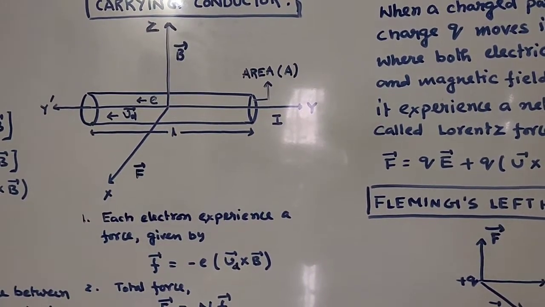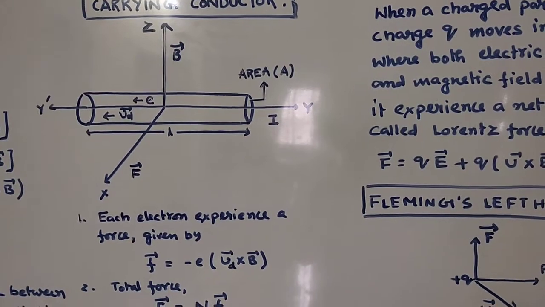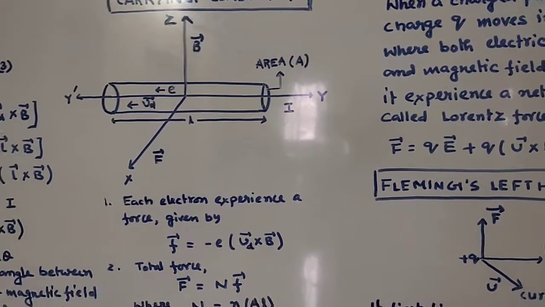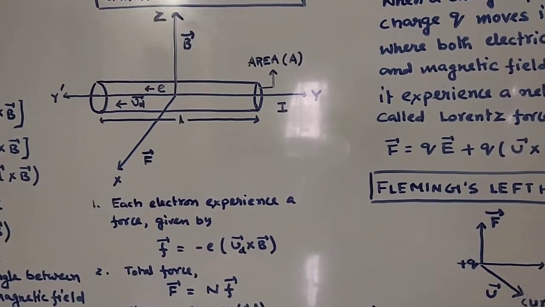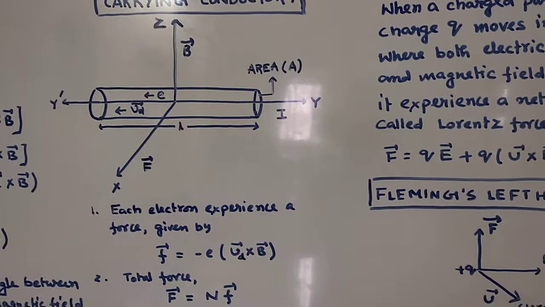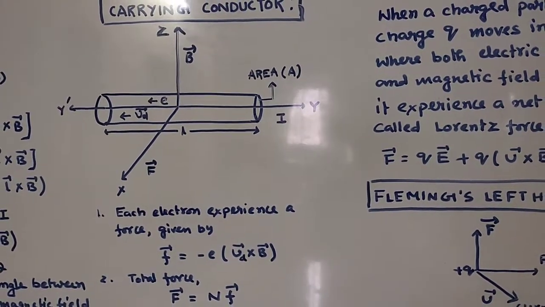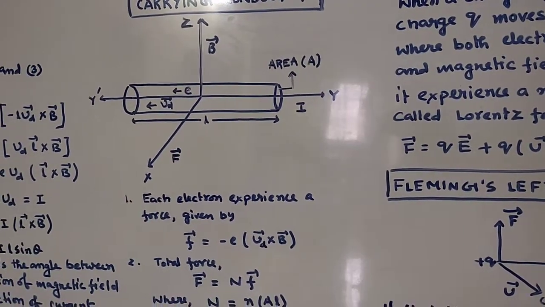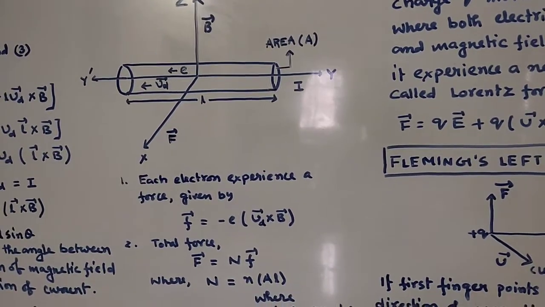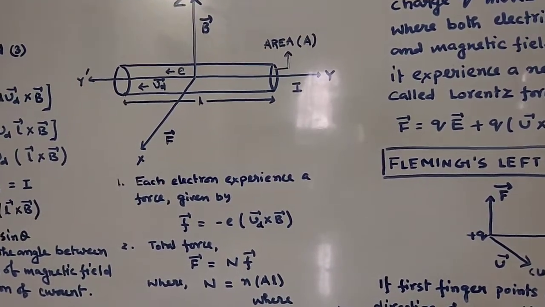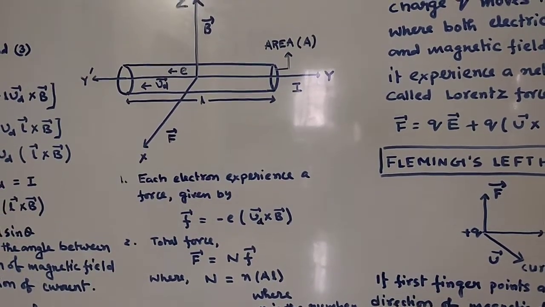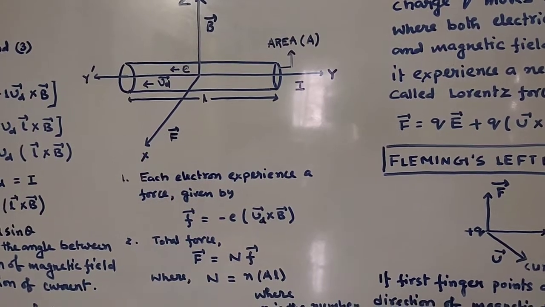As per the force, we have already defined it in the first class of this chapter. So we are trying to define the total force. This is the force on a single electron, so you have to count the total electrons in the conductor, and for that you have to count the volume. Volume is the area of cross section into length, and the total force we denote as capital N times F vector, where capital N is the total number of electrons present in the conductor.